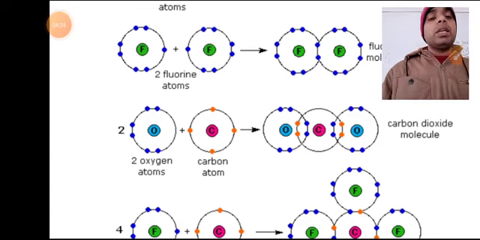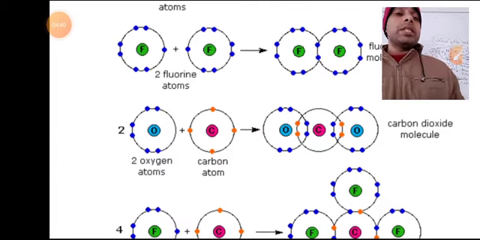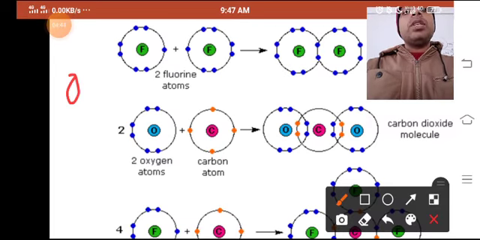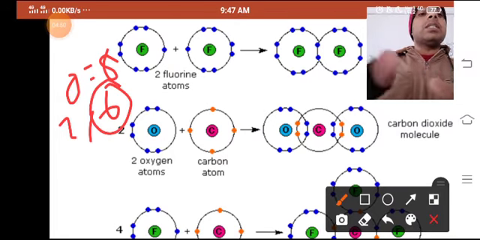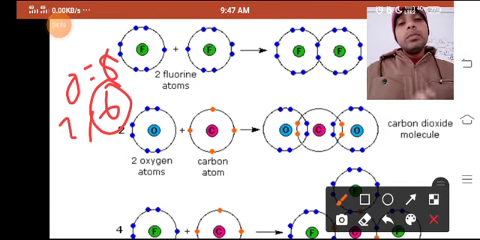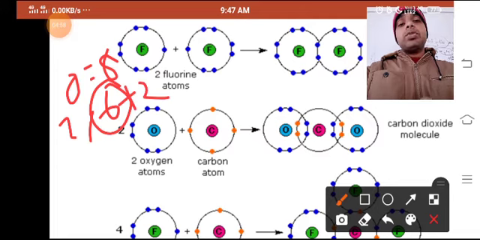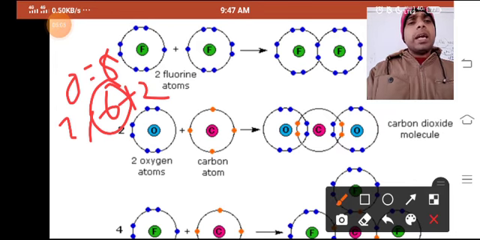Oxygen you can take separately also, but in this manner you can also take two oxygen. So the atomic number of oxygen is 8, so I can write its electronic configuration as 2,6. That means for completing its octet it requires two more electrons. So it will share 2 electrons from the other atom of oxygen.